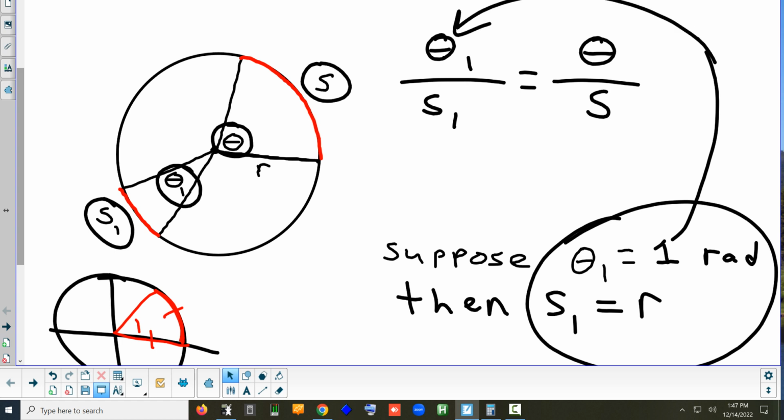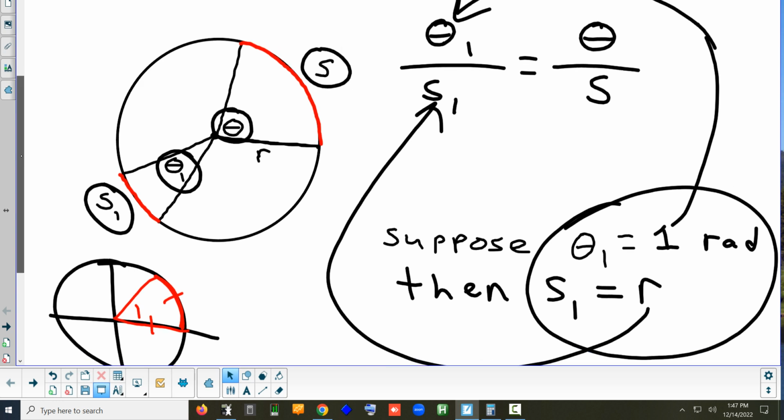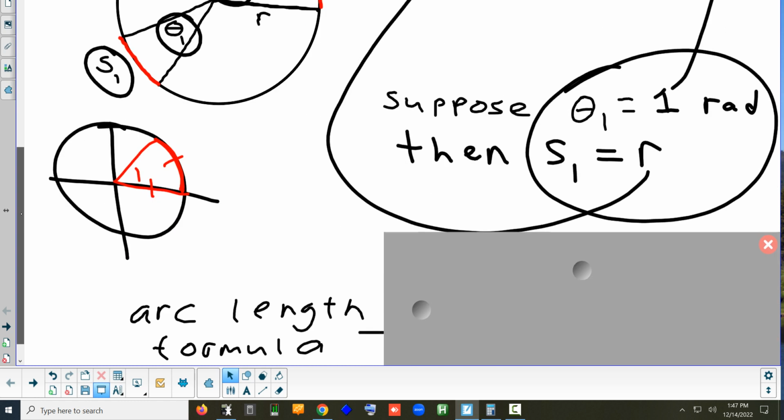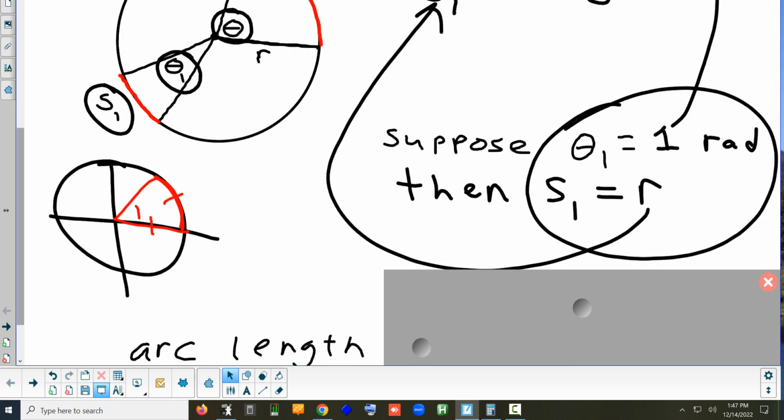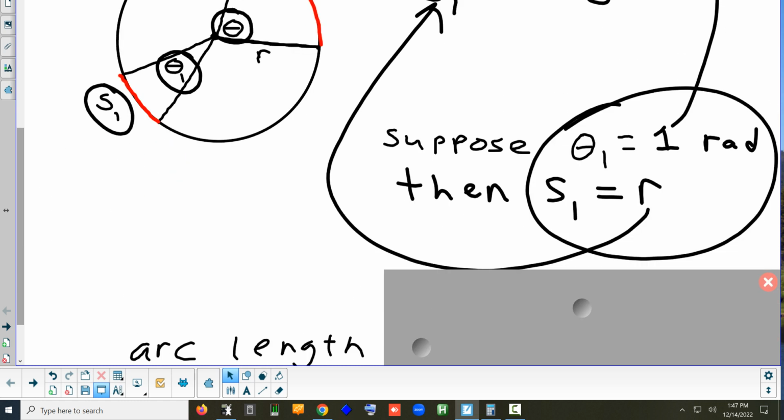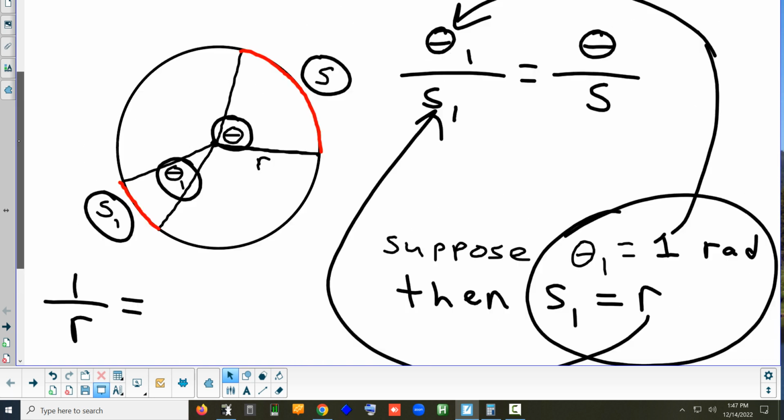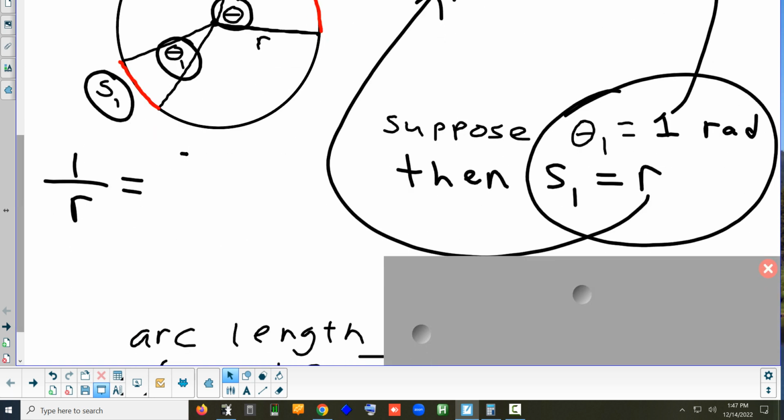We're going to substitute 1 in for theta 1, and we're going to substitute r in for s1. That gives us a true fact on the left. So we're going to have 1 over r equals theta over s.